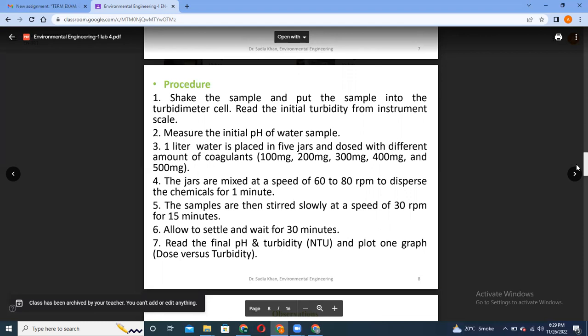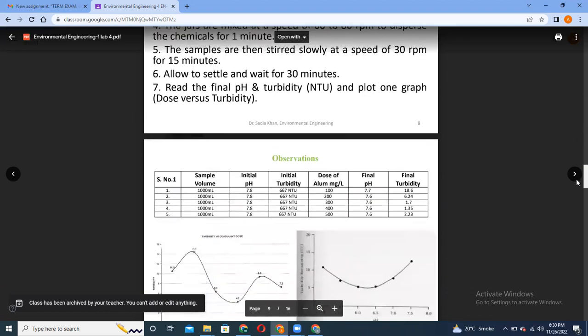The fourth step of the procedure is that the jars are mixed at a speed of 60 to 80 rpm to disperse the chemicals for 1 minute. The samples are then stirred slowly at a speed of 30 rpm for 15 minutes. Allow to settle and wait for 30 minutes. Read the final pH and turbidity and plot one graph of dose versus turbidity. Dose would be on the x-axis and turbidity on the y-axis.